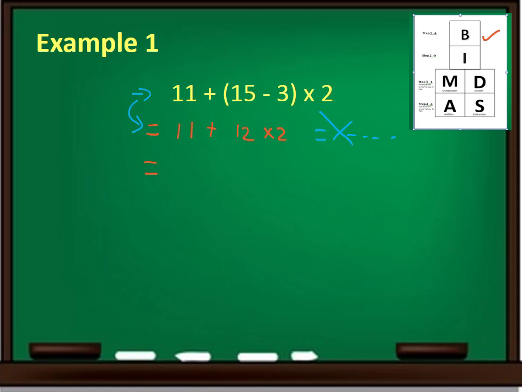I'm now going to work out, there's no indices. I'm now onto this line here, multiplies and divides. I've got to multiply, so I'll do that. So that's the next step I'm going to do. The equal sign is that one down there on the next line. 11 doesn't change, so I put it down. Plus doesn't change. 12 times 2 is 24.